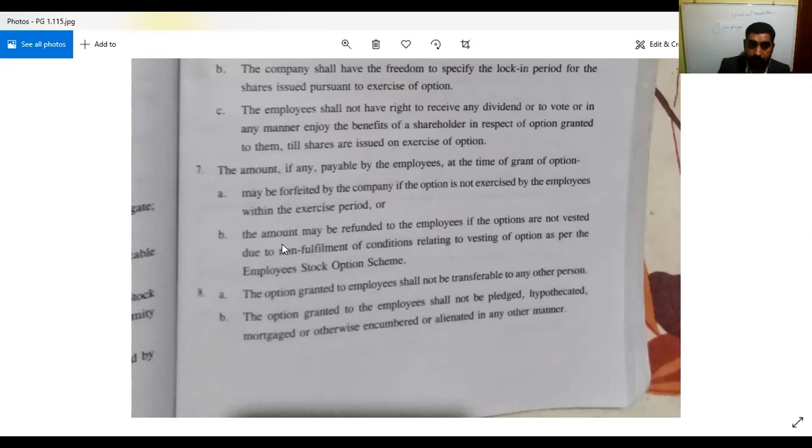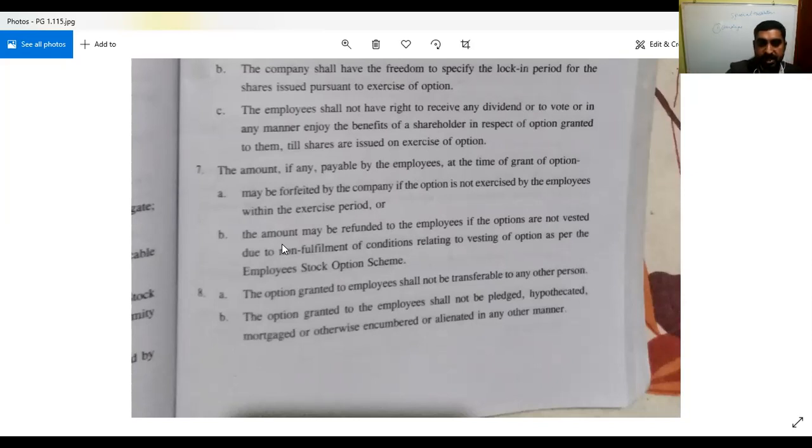Then the amount may be refunded to the employees if the options are not vested due to the non-fulfillment of the conditions relating to the vesting of the option as per the ESOP. ESOP പ്രകാരം അങ്ങനെ ഒരു ചെയ്തിട്ടില്ല എങ്കിൽ the amount may be refunded back to the employees. കാര്യം അവര് കാശ് കൊടുത്ത് ഇത് എടുക്കുന്നതാണ്, അവരെ ഇൻവോൾവ് ചെയ്തിരിക്കുകയാണ്. സോ അവരപ്പോൾ എന്ത് ചെയ്യാം, അതിനകത്ത് ശരിയായ രീതിയിൽ പെർഫോം ചെയ്തിരിക്കണം, ഫുൾഫിൽ ചെയ്തിരിക്കണം കണ്ടീഷൻസ്. ഇഫ് നോട്ട്, money to be refunded to the employees as well.